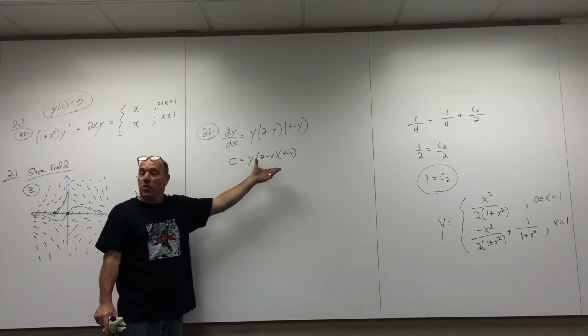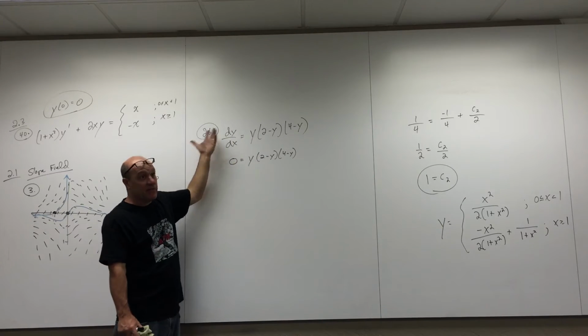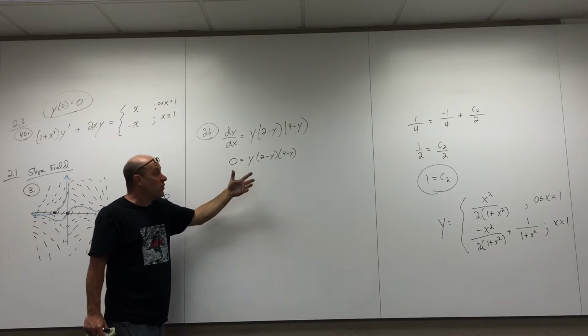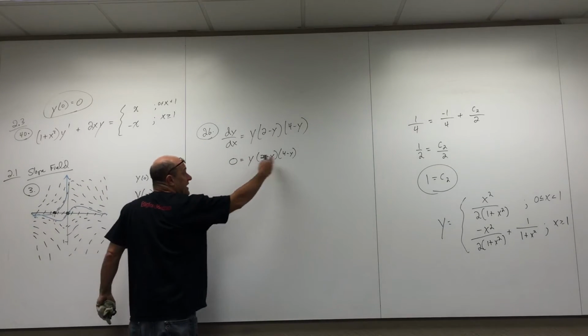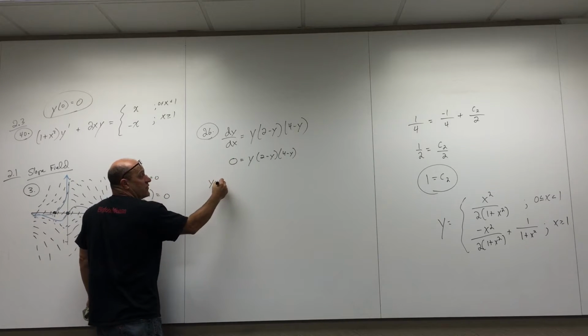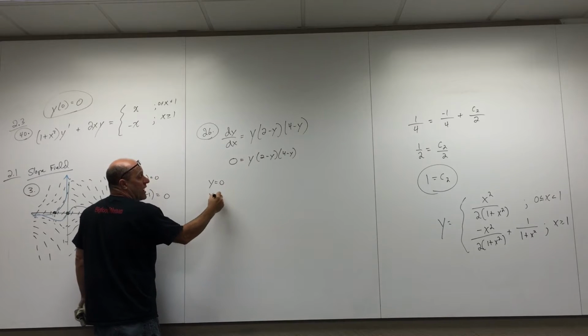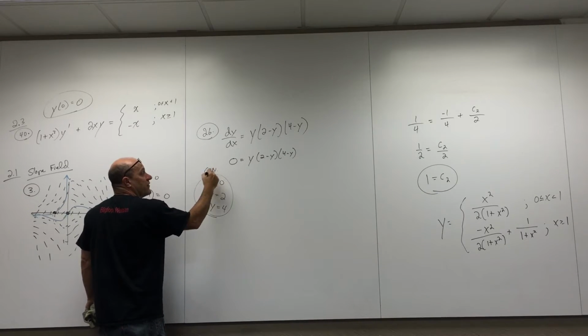Anyway, what we're doing is finding out when the slope is 0. We're finding when the derivative is 0. Back in Cal 1, we called those critical numbers. They were usually x values in Cal 1. Today, they're y values. When does this equal 0? When y equals 0, right, you guys? When y equals 2 and when y equals 4. These are called critical numbers.